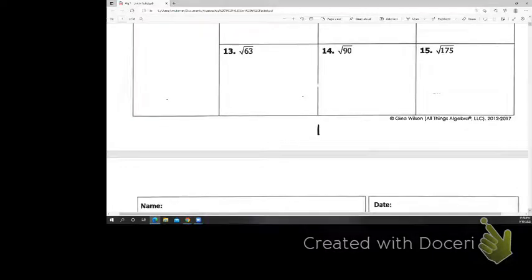So 63, 9, yes. And if I don't know off the top, then I do 63 divided by 9, I get 7. So this is 9 and 7, 3 radical 7. So I take the square root of the perfect square, and the one that doesn't have any square factors left is stuck inside.